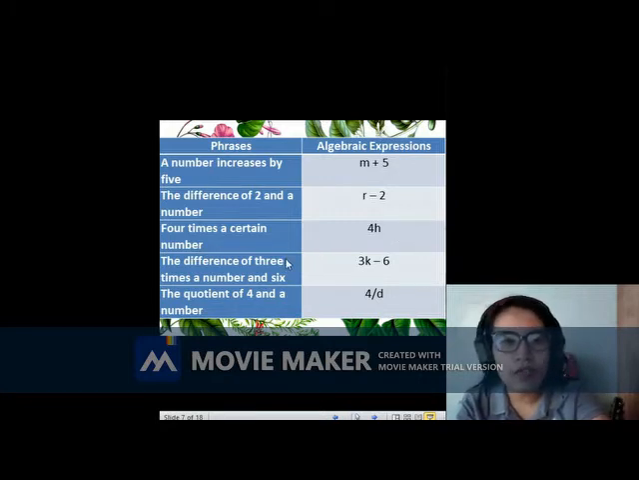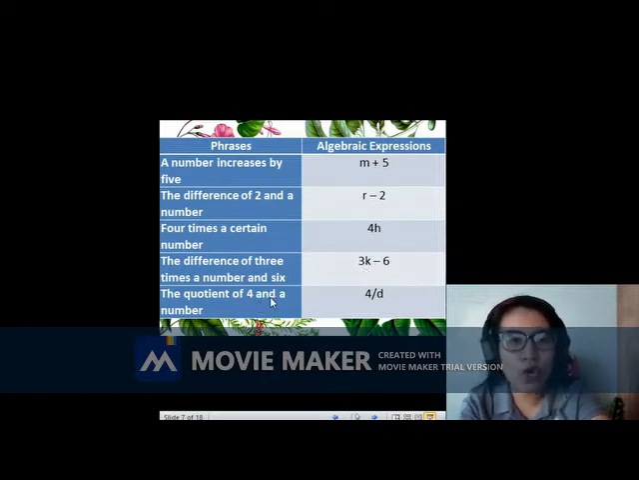Next, "the difference of 3 times a number and 6". Okay, the same with this. We just add the difference of 6. So we have minus 6, and I just use K this time.